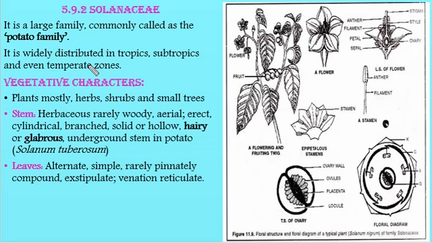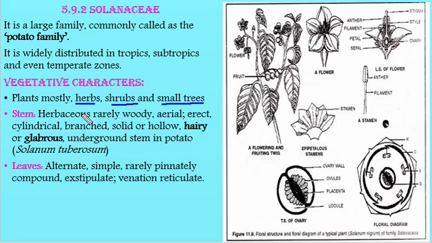You all know that while describing the plant, we have to describe it under two headings. One is vegetative characters and another one is floral characters. So first let us discuss the vegetative characters of the plants which belong to family Solanaceae. The plants which belong to family Solanaceae are mostly herbs, shrubs and small trees. They are not large trees, but they are trees and they are small in size.